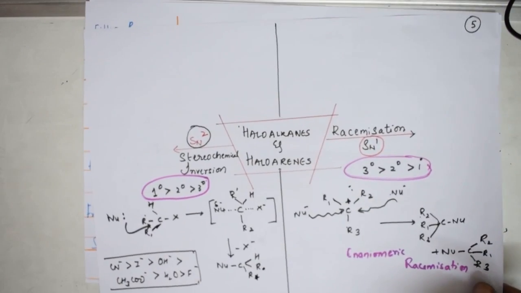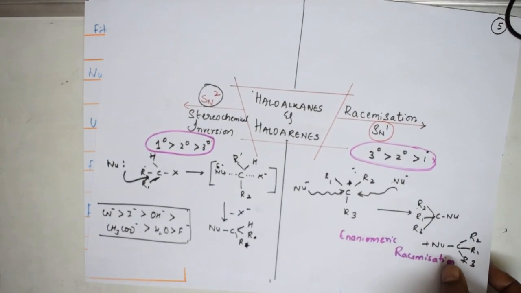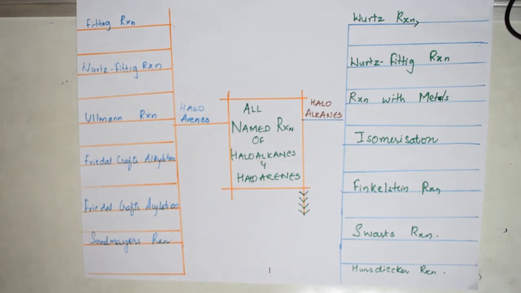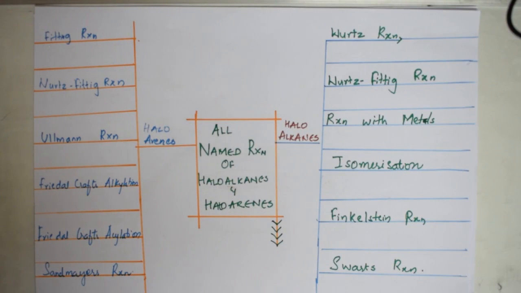Right, now let us come back and do the next topic, that is your name reactions, all the name reactions of the chapter, which is here. Students, now let's come back and do the name reactions. Last but one topic. What did we see? We have seen the classification, then the preparations, then the chemical properties, then the stereochemistry part of it. Now we are going to see all the name reactions of the chapter.